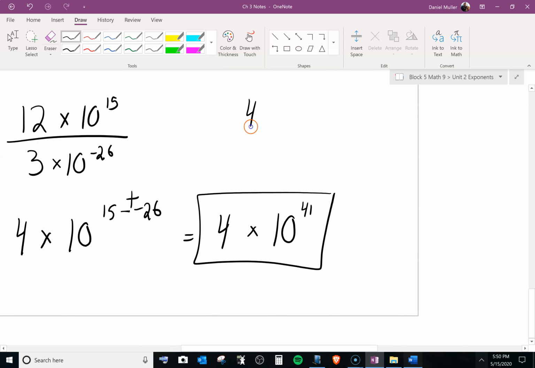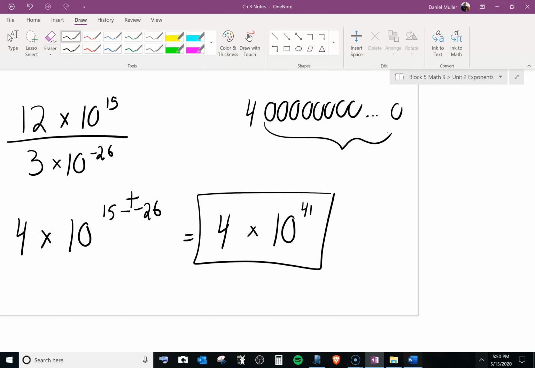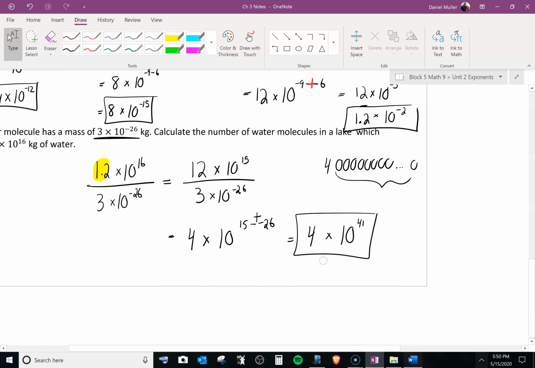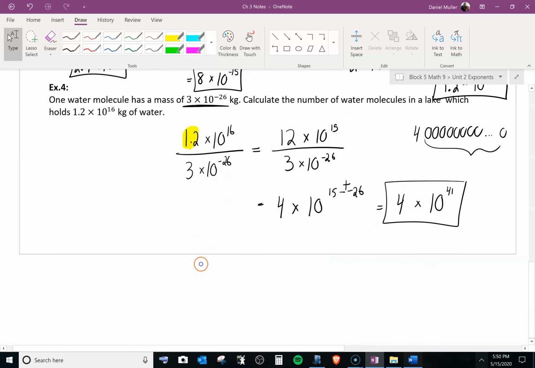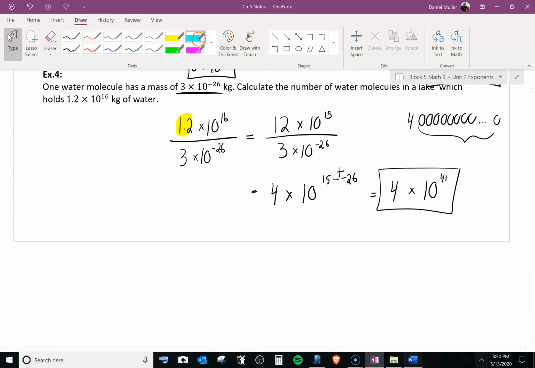That is a 4 with 41 zeros at the end. I don't know how many trillions of trillions of trillions that actually is, but it is huge. So that's how you do that. It's not too difficult once you know how to do it, and there's a little sneaky trick there where you can take 1.2 and turn it into 12 as long as you balance the other side of the scientific notation, and then it's just a simple division and subtraction of exponents.